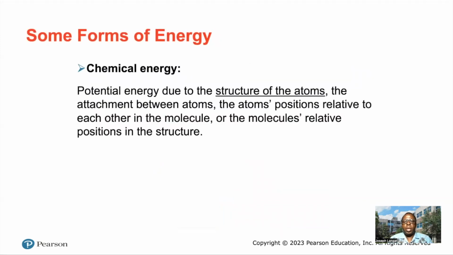Chemical energy is potential energy due to the structure of atoms: the attachment, the chemical bonds, and the position relative to each other in a molecule. This is a form of chemical energy which can be transformed into other forms of energy when an atom, a molecule, or a compound reacts with another compound in a chemical reaction.